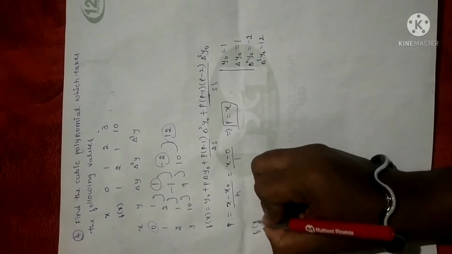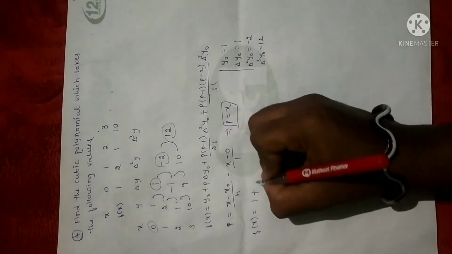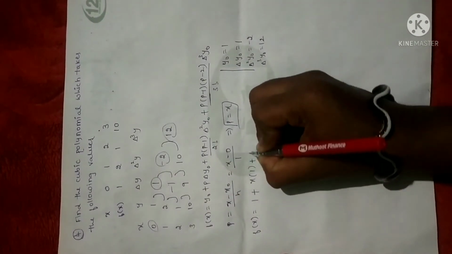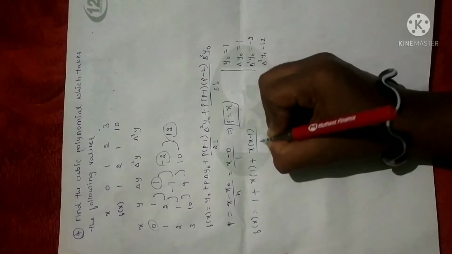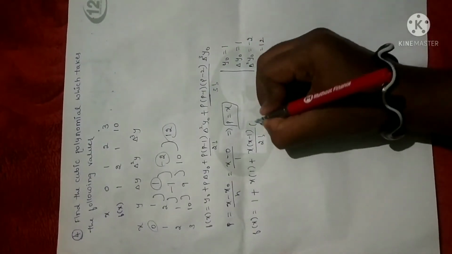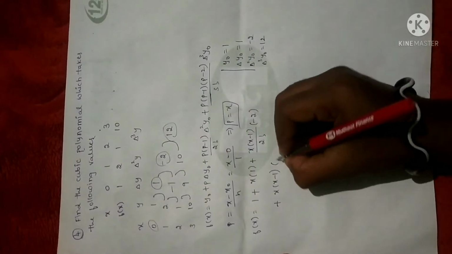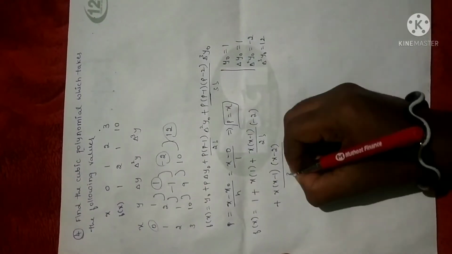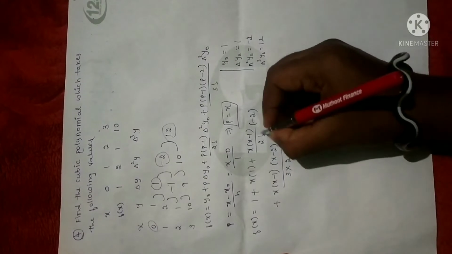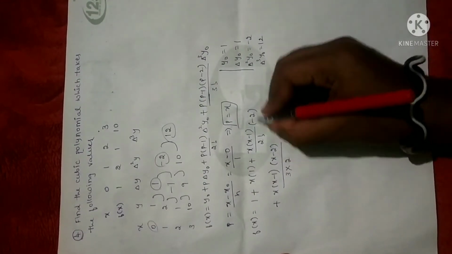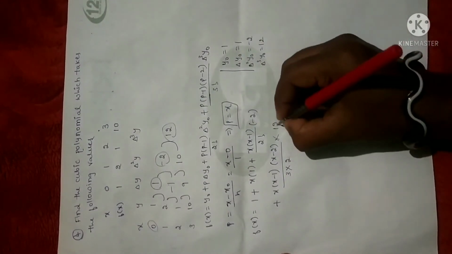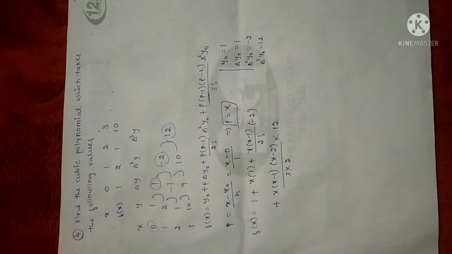So you will get f of x is equal to y naught is 1 plus x into delta y naught is 1 plus x into x minus 1 divided by 2 factorial into delta square y naught is minus 2 plus x into x minus 1 into x minus 2 divided by 3 factorial, in the sense 3 into 2. 2 factorial is nothing other than 2 only. Anyhow, delta cube is 12. Fine. Now let me simplify this.